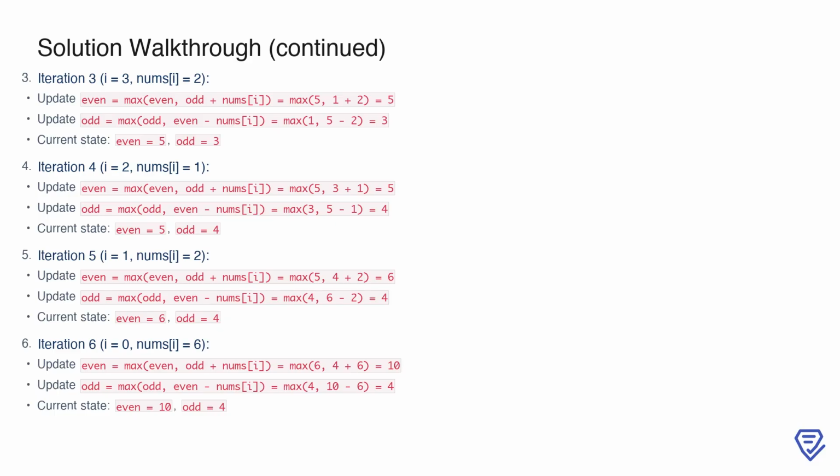Finally, at index 0, where the value is 6, even becomes 10, the maximum of its current value and odd plus the current number. Odd remains 4, as it is the maximum of its current value and even minus the current number.